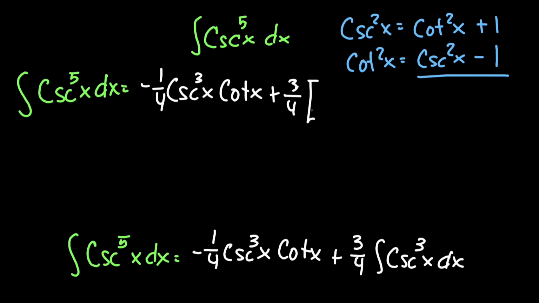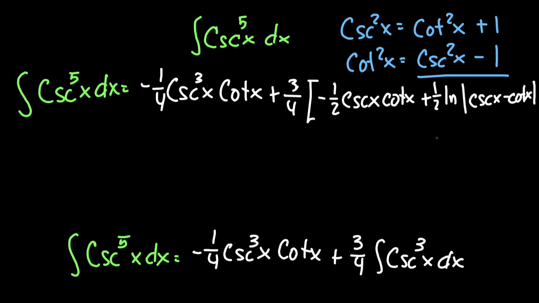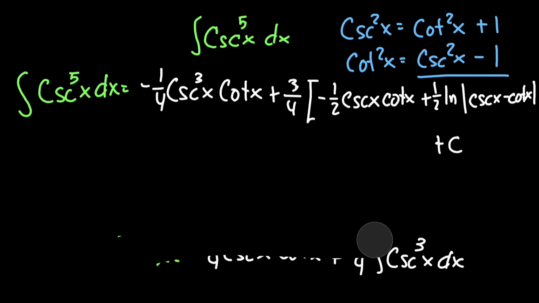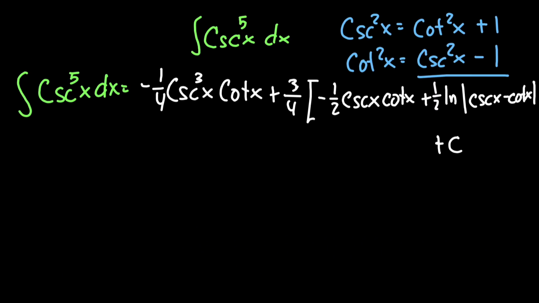The final answer for that would be equal to negative 1/2 cosecant x cotangent of x plus 1/2 the natural log of cosecant x minus cotangent of x. And don't forget to add plus c. That is the final answer regarding the integral of cosecant cube.